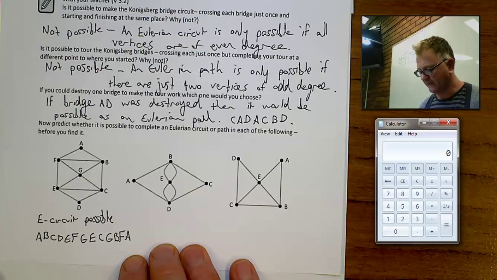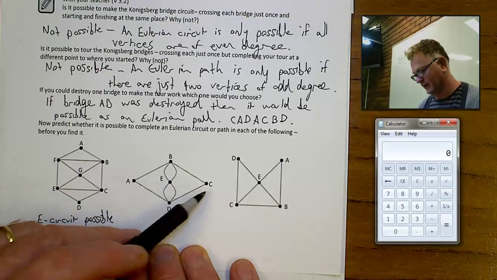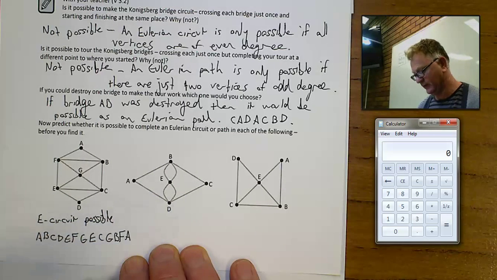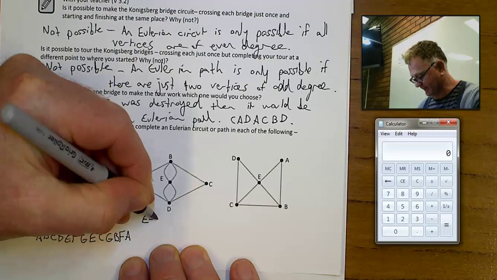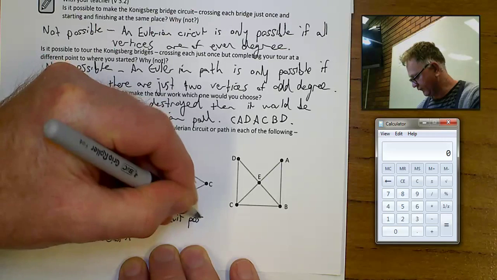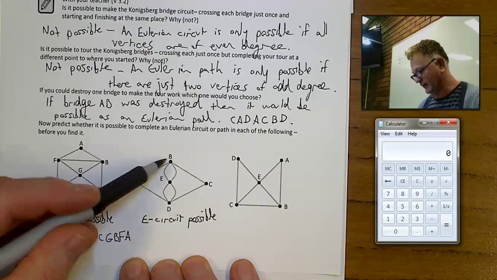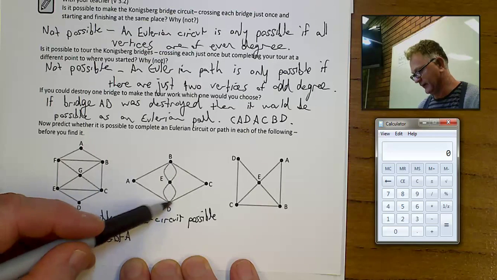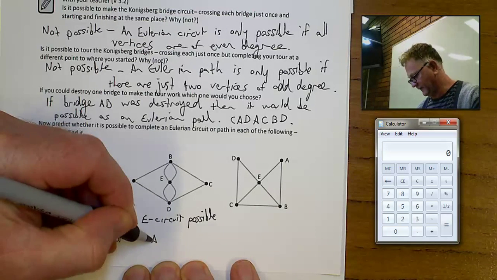What about the next one? Check out the degree of each vertex and see if they're all even. Degree 2, 4, 2, 4 and 4. So an Eulerian circuit should be possible. So starting from A we could go to B, maybe down here to D, back to B, C, D and A. That would do it.